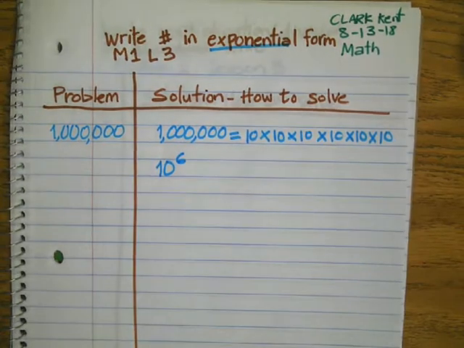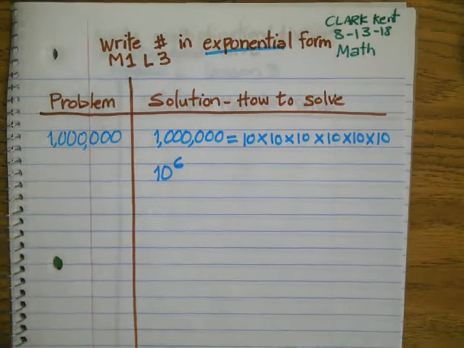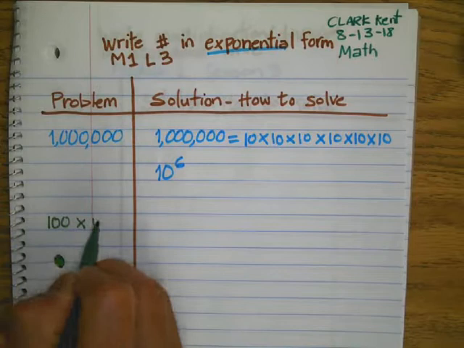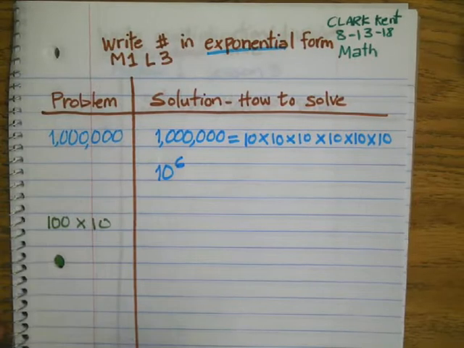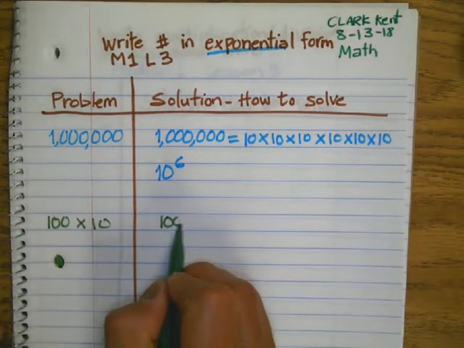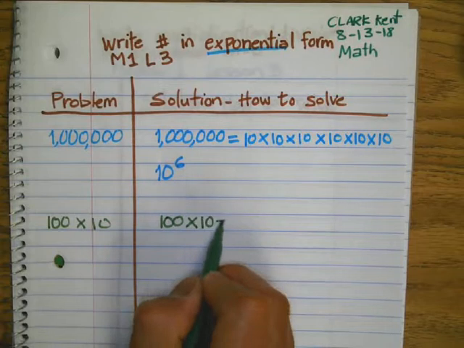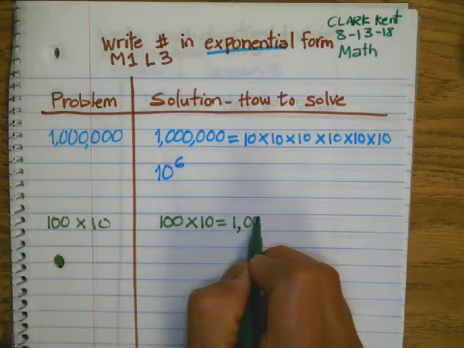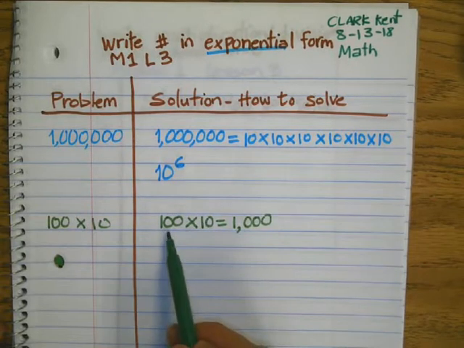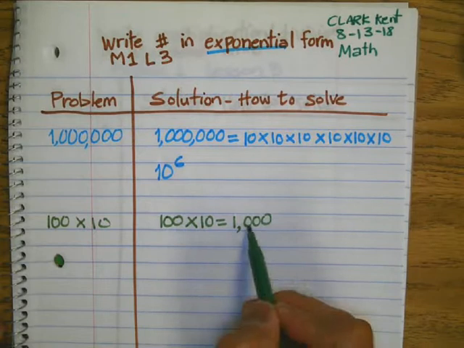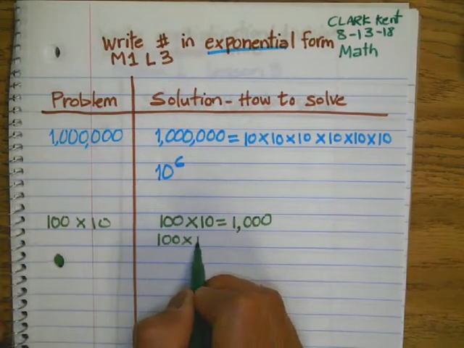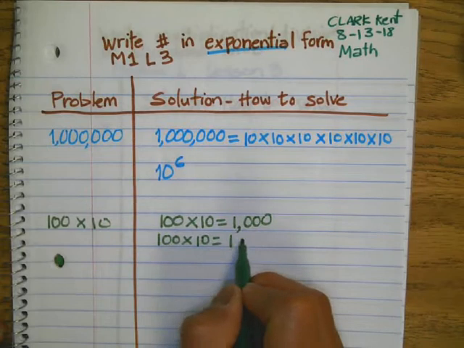Okay, so let's do one more. Let's say they give us this separated, like a multiplication, 100 times 10. Well, my friends, it works very similarly. 100 times 10 will equal 1,000. Why? Because you have 3 zeros, and you have 3 zeros on this side. So now we know that this 100 times 10 equals 10 to the power of 3.